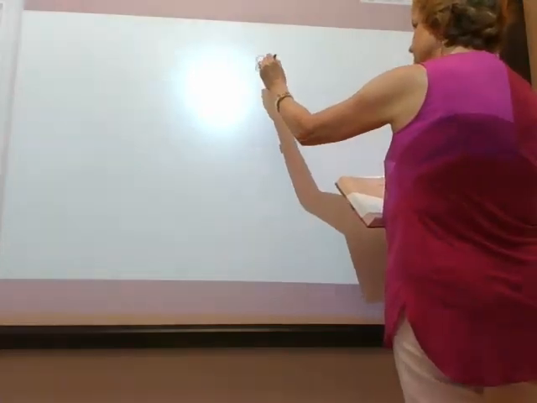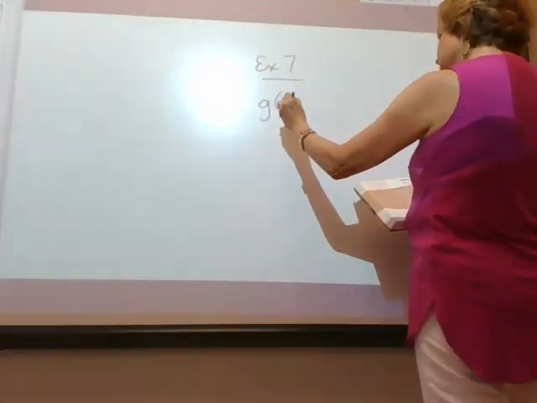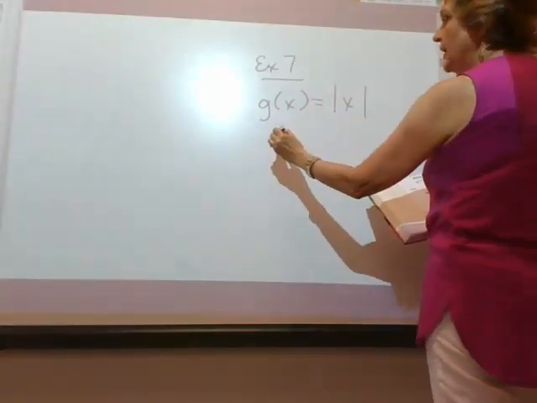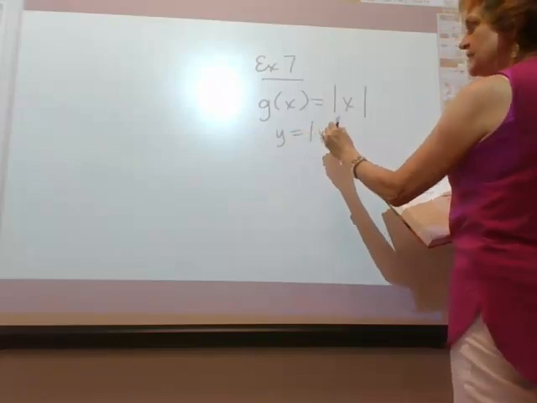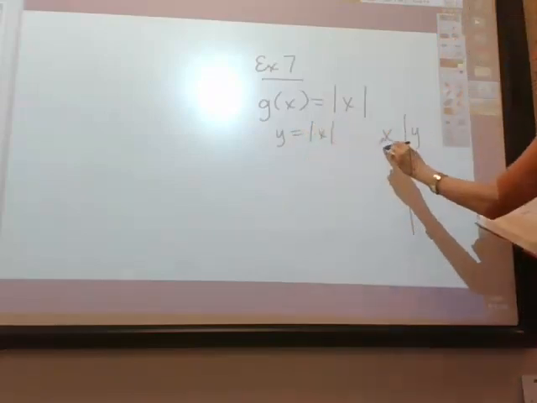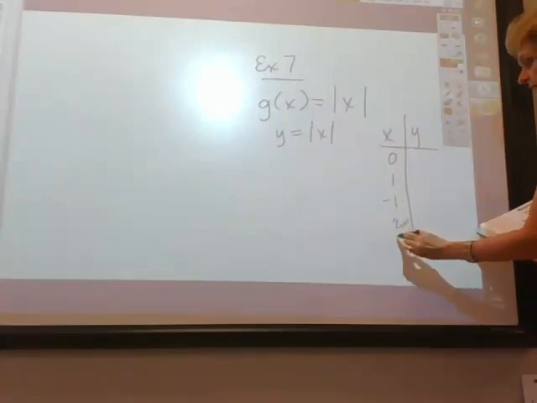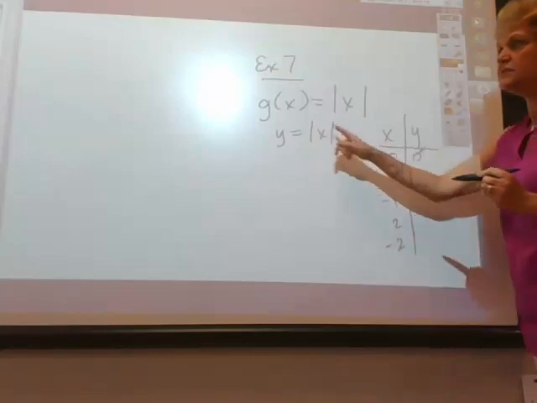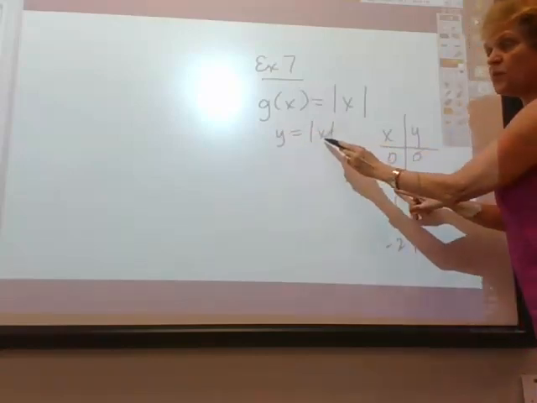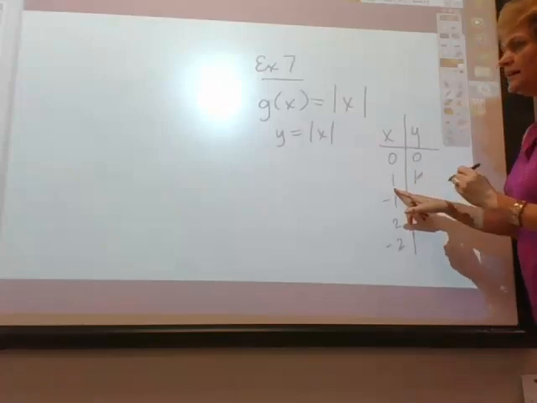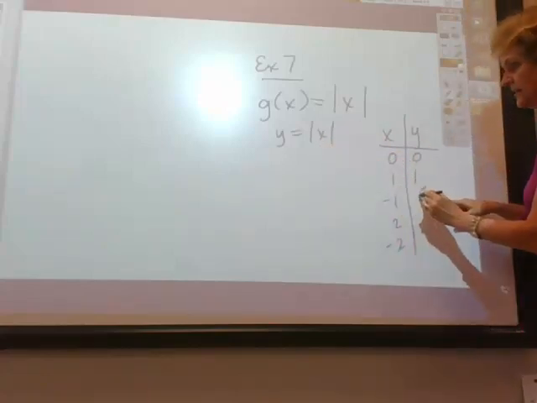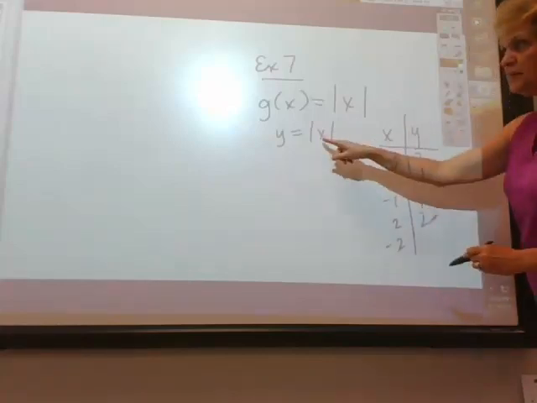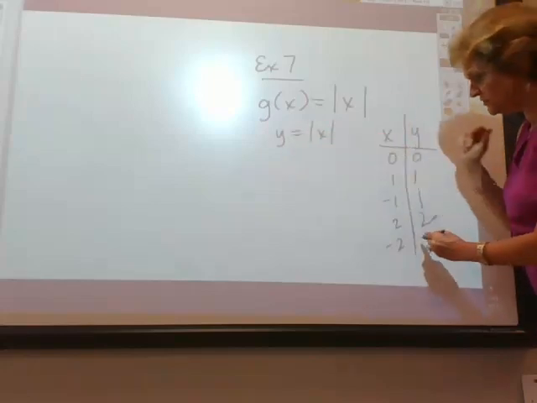Example 7 says that g of x equals absolute value of x. All right? Well, that's like saying y equals absolute value of x, so we'll make a little table, give it a few values. If I let x be 0, the absolute value of 0 is 0. If I let x be 1, absolute value is 1. If I let x be negative 1, 1. If I let x be 2, the absolute value of 2 is 2. If I plugged in negative 2 right here, 2 comes out.